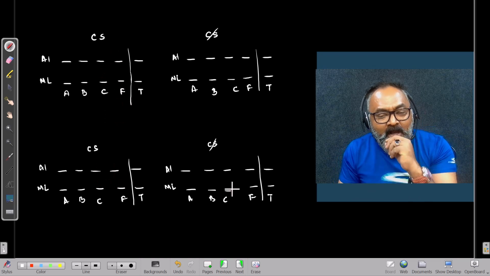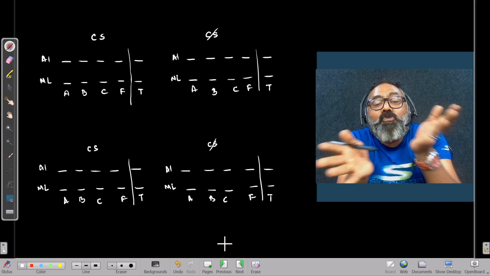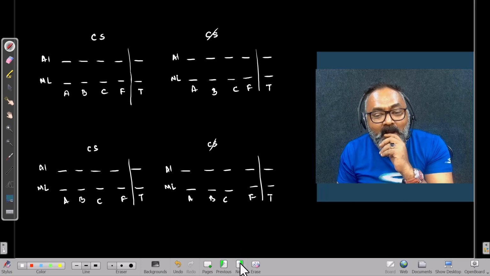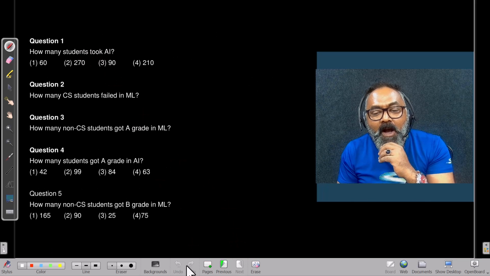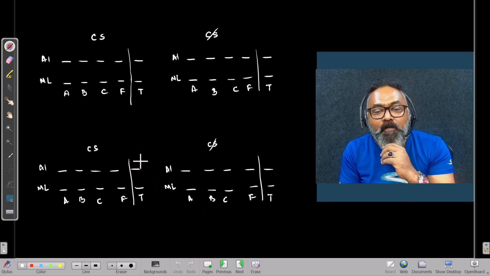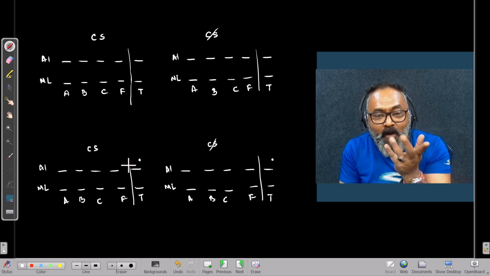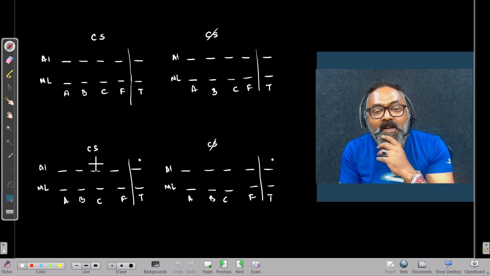Now one more thing: I don't know how much of the work I have to do. Should I do the complete work? I have no idea. But let's look at the questions. How many students took AI? That would mean we need to get the value of this plus this. If I get those two values, we'll get question number 1. Question number 2 says how many CS students failed in ML. I need to get that value.